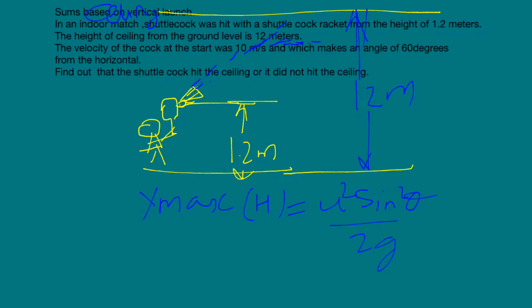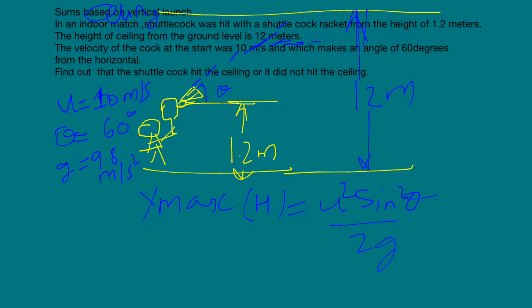Now we will use whatever parameters are given. The initial velocity is 10 meters per second, and the angle theta is 60 degrees. The gravitational acceleration g is 9.8 meters per second square, the acceleration due to gravity. So we will substitute these values and find the answer.